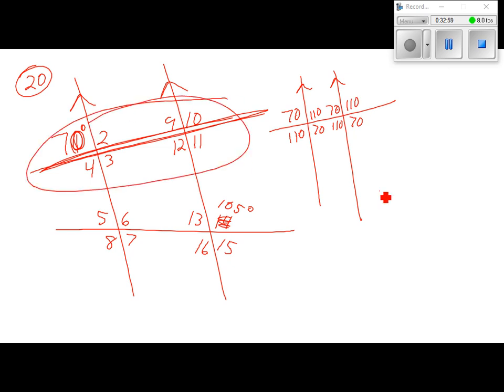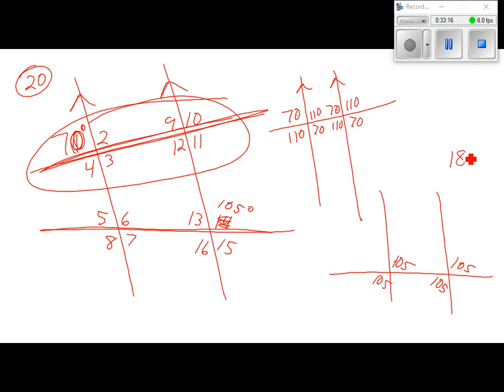Then if I separate off the two parallel lines and use this bottom as my transversal, they tell us this angle is 105. Means this angle's got to be 105. This angle over here has to be 105. This angle has to be 105. 180 minus 105 is going to give us these other four angles. So you can fill those in. Once you get all that done, you can take both these and fill in all your answers.